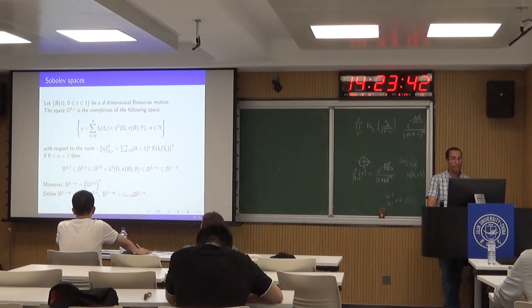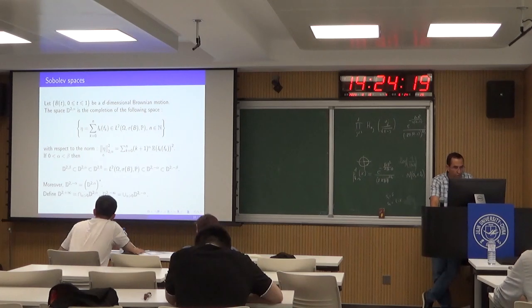So we take elements from L2 space, or square integrable random variables, measurable with respect to the Brownian motion. Of course, we said yesterday that each such random variable has a Wiener chaos expansion, but we will take only those who have finitely many terms in their expansion, like polynomials. Okay? And then we take all these random variables and we make the completion, with respect to a new norm.